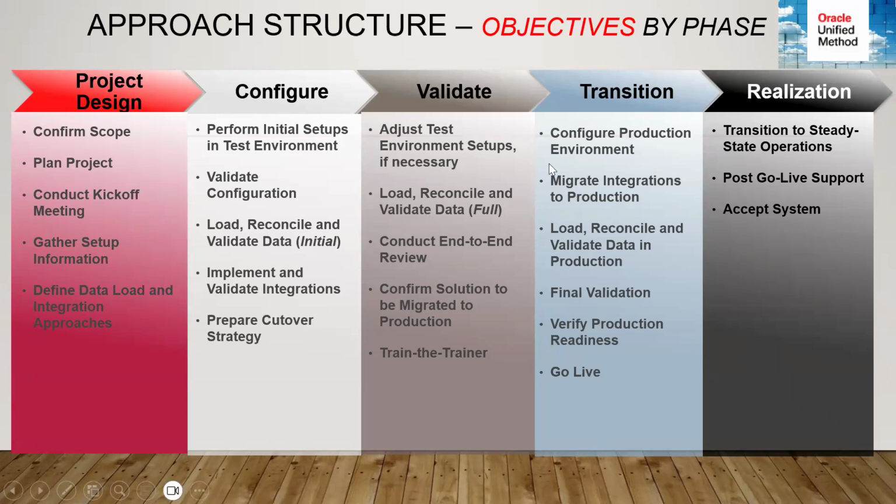So once that is done, then the transition happens. Everything here is done in the UAT instance, which is nothing but the test instance. This will be moved to your production instance. Production instance is nothing but the live instance that you would be using after post go live.